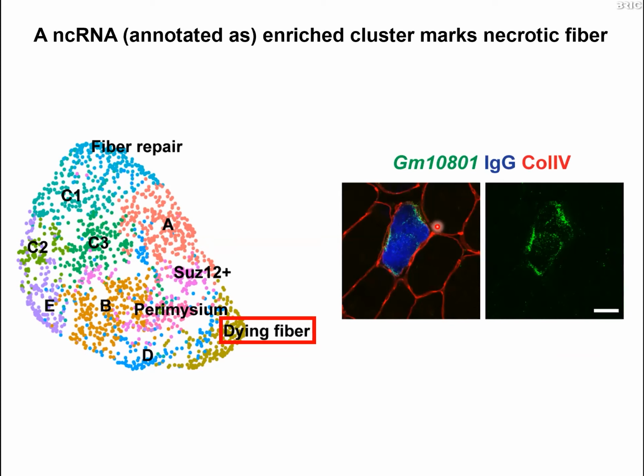Now, because these necrotic myofibers have very leaky and unstable membranes, you can actually detect them with just a secondary antibody without any primary antibody.